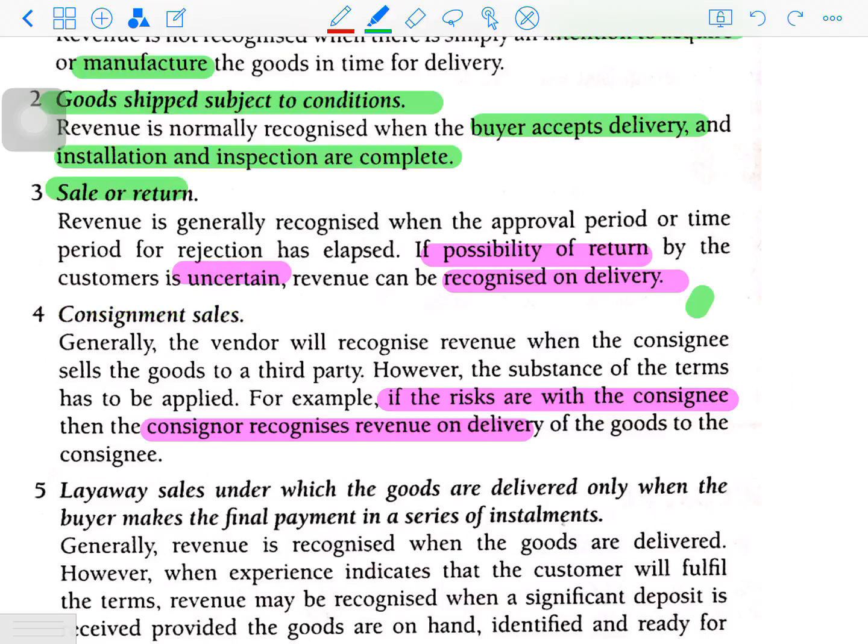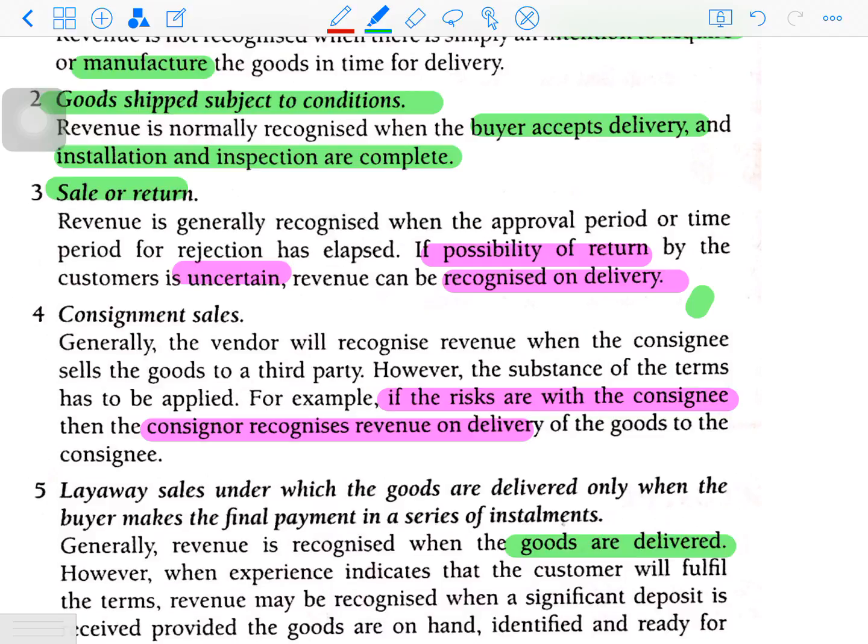Another situation is layaway sales. Layaway sales ni ialah layaway sales under which the goods are delivered only when the buyer makes the final payment in a series of installments. Maknanya goods ni dia nak beli tapi dia kena bayar installment dulu. Sampai habis installment barulah dia boleh ambil barang tu. Maknanya nak beli tak ada duit kan, tapi dia boleh bayar installment sikit. Tapi dia tak boleh ambil lagi barang tu. Dia hanya boleh ambil barang bila dia dah fully bayar semua. Okay, that is called layaway sales. Generally, revenue is recognized when the goods are delivered.